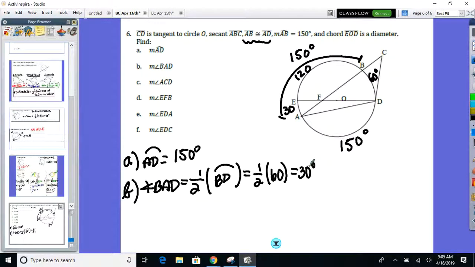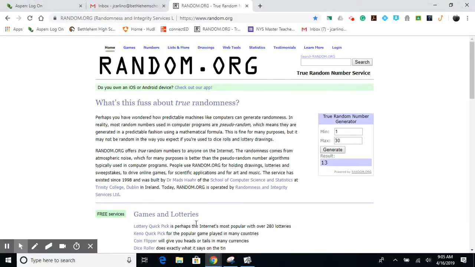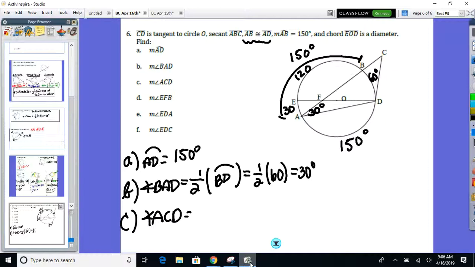Again, you just found an angle, plug it into your diagram. You may need it later on. You never know. 30. Are we going too fast? Everyone good so far? Buckle up. We got to get to F. ACD. Here you go. ACD.